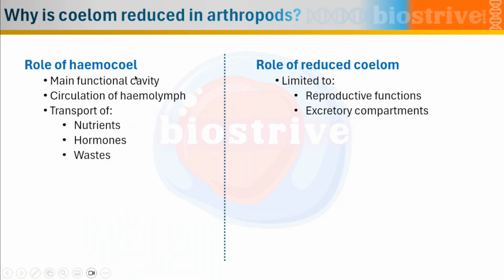So what is the role of Haemocoel? The main role of Haemocoel is that it has replaced the prominent roles of coelomic cavity. It will act as the dominant cavity in case of arthropods. So it will be performing the function in the circulation of hemolymph, because it is the extension of the circulatory system itself, and there will be transport of nutrients, transport of hormones, transport of metabolic waste. All those functions will be performed by the Haemocoel in place of true coelom.